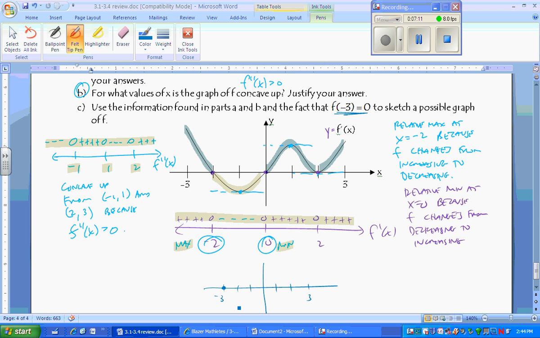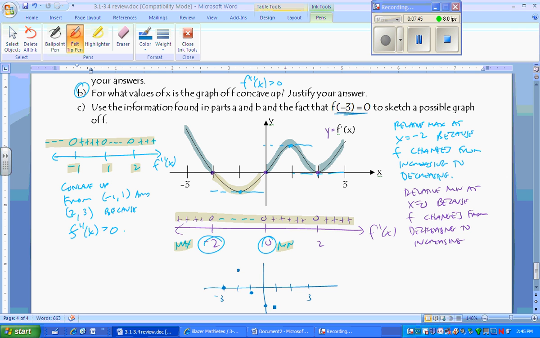We have a maximum when x is -2. So at -2, it's going to have to be above our starting point. How far above doesn't make that big of a difference. Then we have a minimum at x equals 0. So when x is 0, we're going to have a low point. We have inflection points at -1, 1, and 2. So at -1, that's between our maximum and minimum. We need to put it somewhere in between there. We can put it on the x-axis, above or below, it doesn't really matter. I'm just going to put it below.